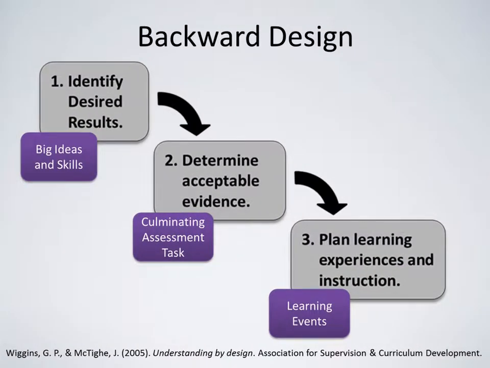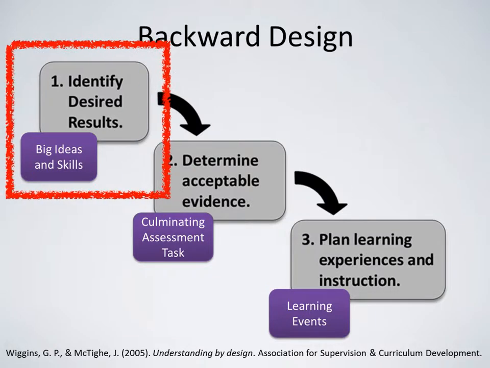So with backward design, we start by identifying our desired results. We start by identifying student learning outcomes. Then we work backwards from there to determine acceptable evidence for learning. Only then are we ready to plan learning experiences and instruction designed to support students with the learning outcomes we've identified. So this presentation will focus primarily on identifying desired results, although I will provide a brief example of determining acceptable evidence.